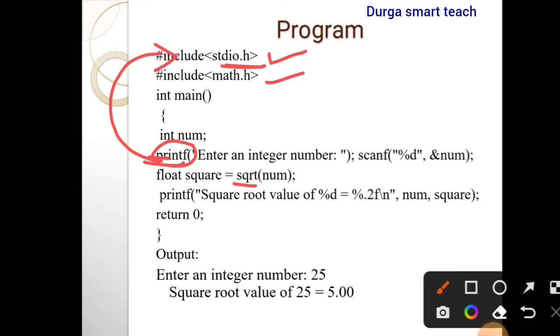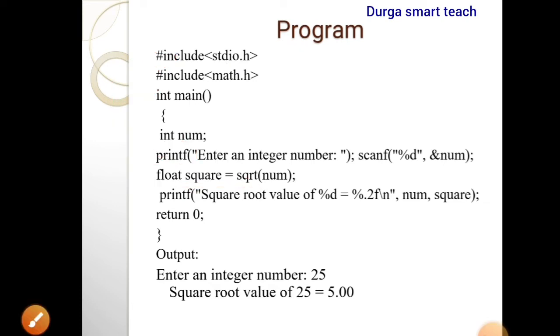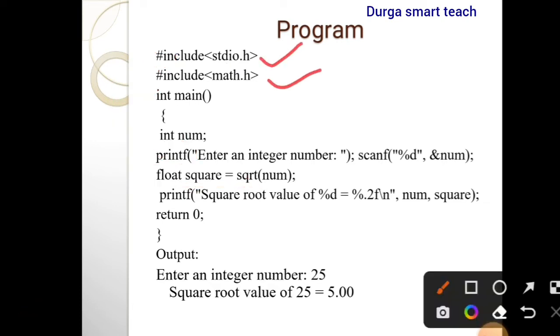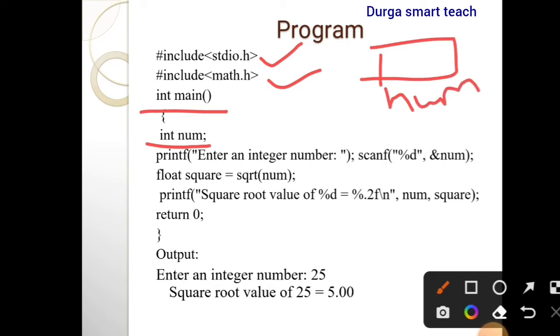Next, sqrt, square root. This is a mathematical function. The declarations and definitions of square root are already defined in math.h, so you can use it directly, with no need to specify the task for square root. So we are including two header files. int main is a function. int num: I am taking one variable named num, an integer variable, which means it stores only integer values.